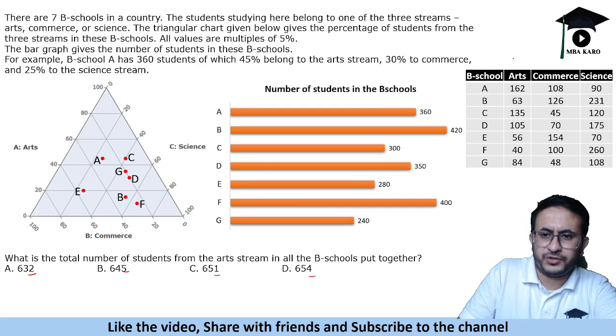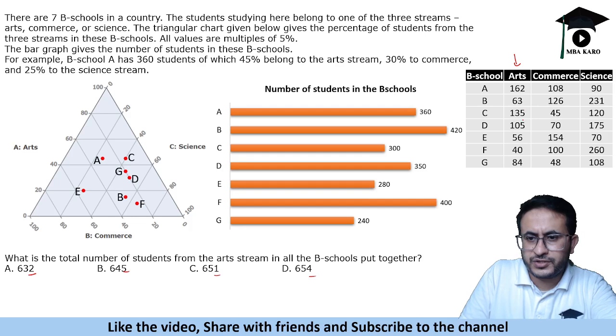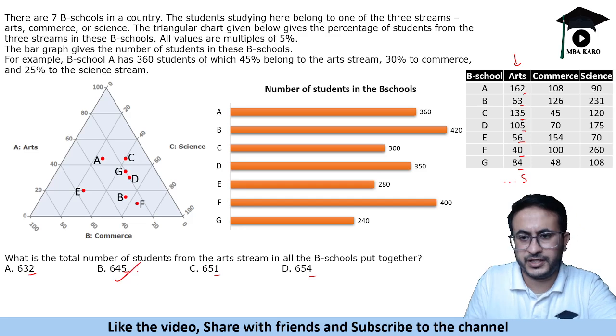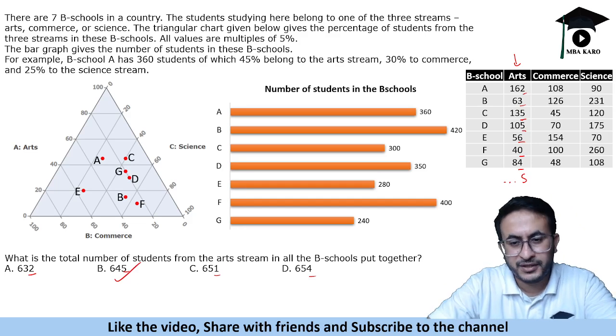So we need to find the total number of students in the art stream. So just use the last digit: 550, this is 0, 64 is 0, and 3 plus 2 it is 5 as the last digit. So the answer should be 3645. Okay, if you want to calculate, you can add and get the result.